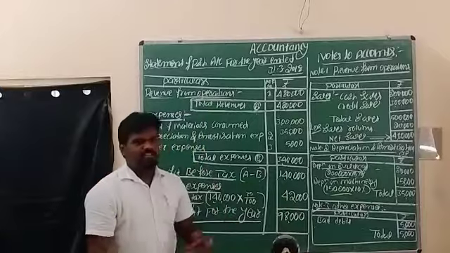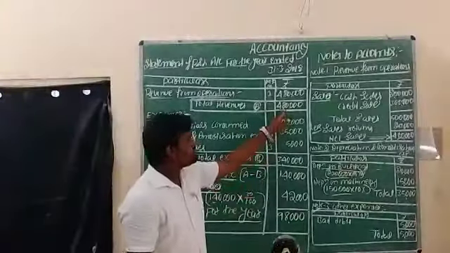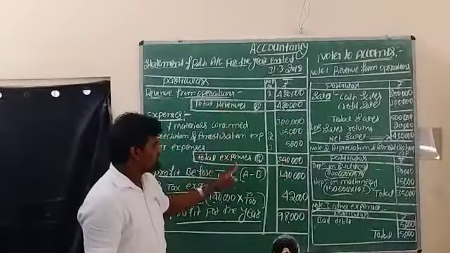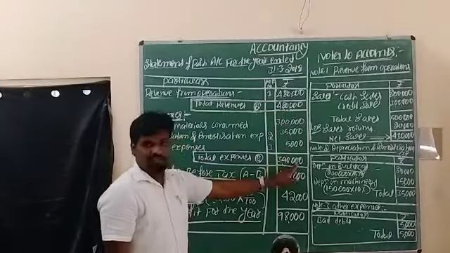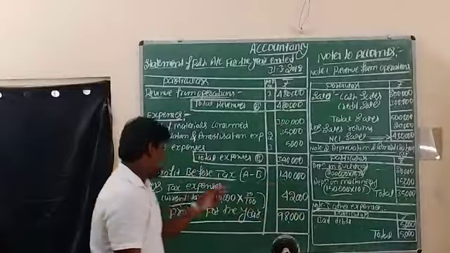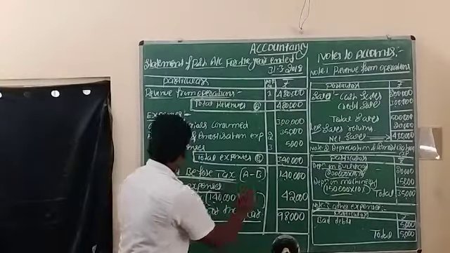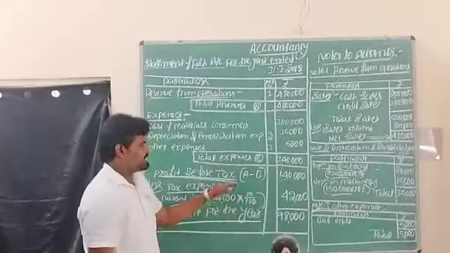How we need to find this profit before tax means A minus B. The value of total A means 4,80,000 minus 3,40,000. Total revenues minus total expenses, 4,80,000 minus 3,40,000. The difference amount is 1,40,000. These 1,40,000 we can treat as total profit before tax. This is the total profit before paying the tax.